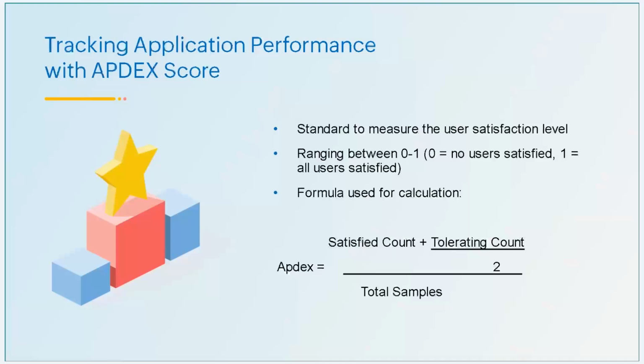Tracking the application performance with the APDEX score. The Application Performance Index, or APDEX score, is a standardized metric which is used to measure user satisfaction and the application response time. The APDEX scale ranges from 0 to 1, with 1 being the best score and representing excellent user satisfaction. Based on the total samples that are collected, the APDEX score is calculated as the sum of the satisfied plus half of the tolerating count over the total samples collected during the transaction.